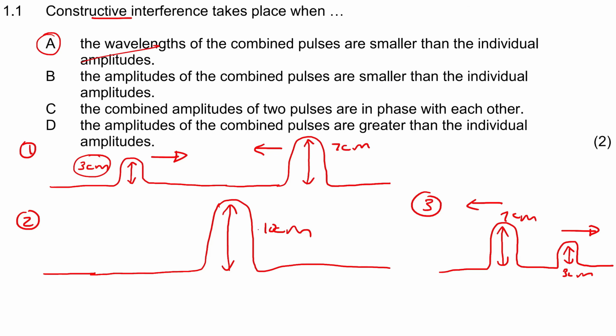What we can realize is that the amplitude of the combined pulse is actually larger than the individual. Okay? So it can't be this one. And then the combined amplitude are in phase. No, we don't really talk about things like that. And then here, D, it says the amplitude of the combined pulse is greater than the individual. Yes, so that's the answer.